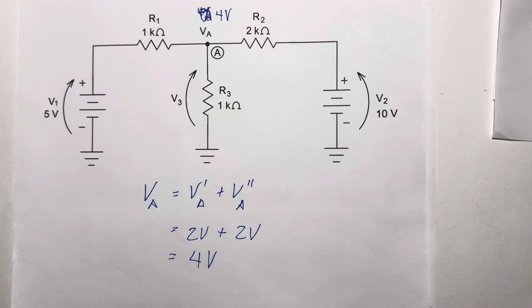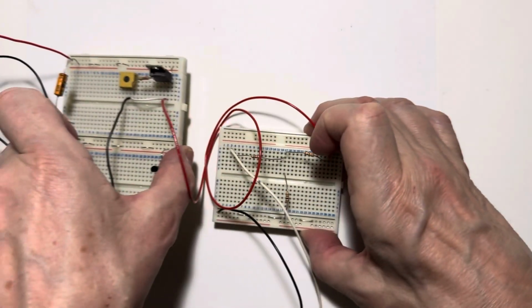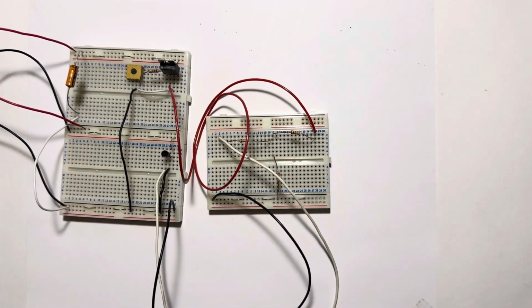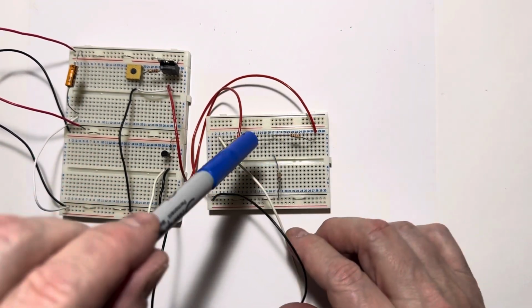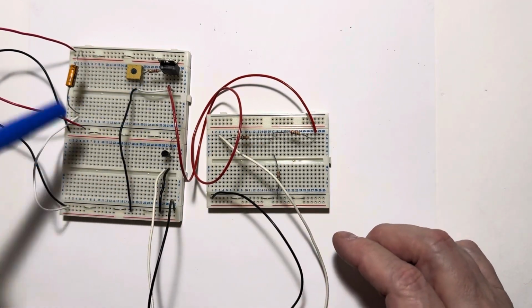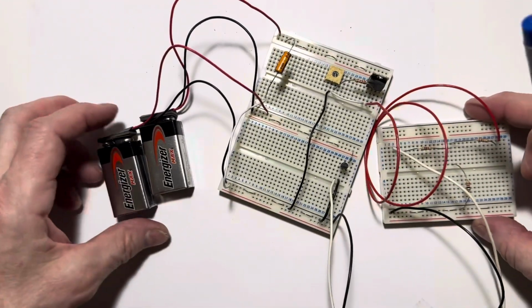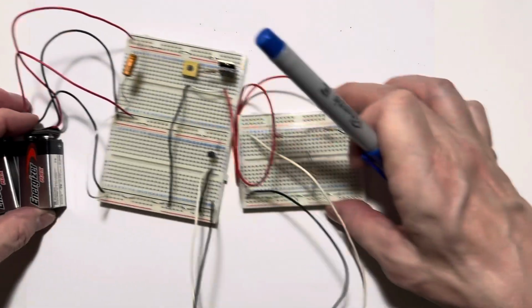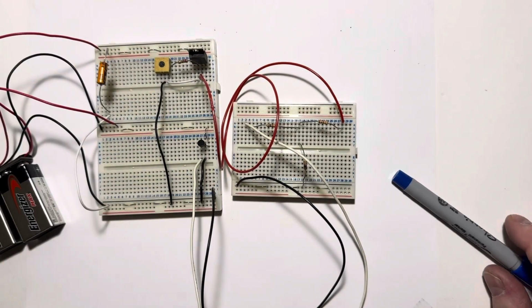But, okay, that's all well and good, but let's verify this experimentally. All right, here I have our resistive circuit constructed with R1, R2, and R3, 1K, 2K, 1K. And I've thrown together a little power supply here that uses 2 9-volt batteries and a couple of voltage regulators to give me 5 volts and 10 volts.